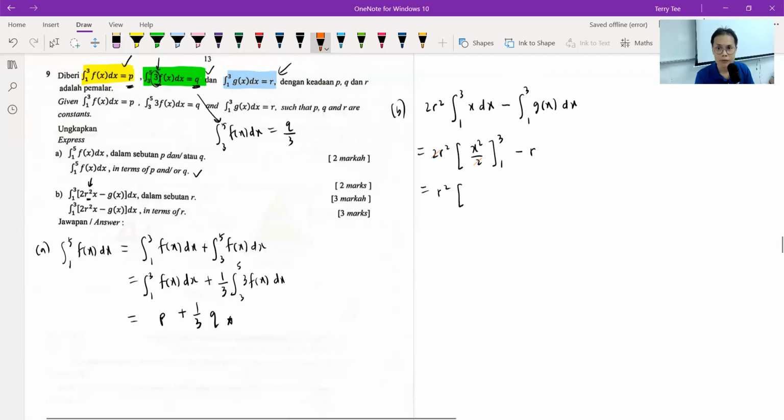And I have to put the 3 inside, 3 squared, okay? Let me write using black pen, 3 squared minus 1 squared minus r. 3 squared is 9, 9 minus 1 is 8. So you have 8r squared minus r. There you go. That is your answer for B. Yeah, your answer will be in terms of r.